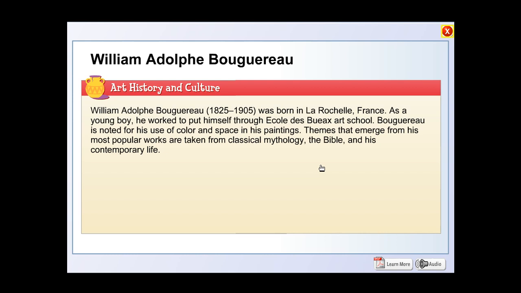And then let's look at Bergerot. He was born in La Rochelle, France. As a young boy, he worked to put himself through the École de Beaux-Arts school, which is like the big art school. He is noted for his use of color and space in his paintings. Themes that emerged from his most popular works of art were taken from classical mythology, the Bible, and his contemporary life. Contemporary life means what was going on in his everyday life at the time of the artwork.